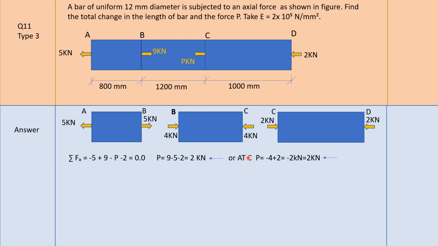Or at C, if you want P, how will you do? This P will be equal to, this is minus 4 and this is plus 2. So minus 4 plus 2 is minus 2 kilonewton. Minus sign just indicates it is in the negative x direction.